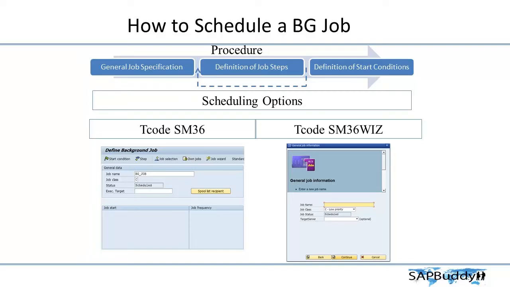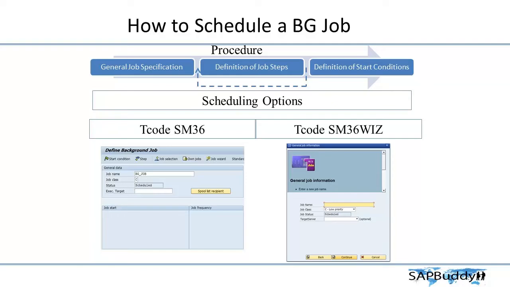The second one is, once you specify the general job specification, you define the steps. In the steps, you will define what ABAP program needs to be run, or what external command or external program needs to be executed in the job which you are creating. That is step number 2. Then you go to step number 3.